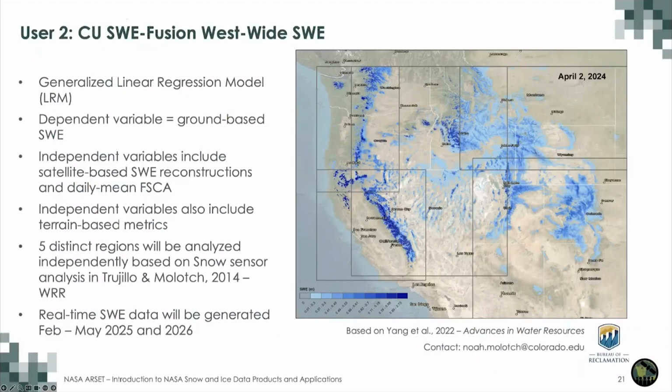Another application of the snow cover products are in the CU Fusion West-wide SWE product. This work, led by Noah Mullich, uses a generalized linear regression model to estimate the snow water equivalent on a weekly forecast schedule during the snow season. I won't go into too much detail about this since our focus is on the remotely sensed product, but these snow water equivalent products are available starting in February of each year, and you can find those at Instar.